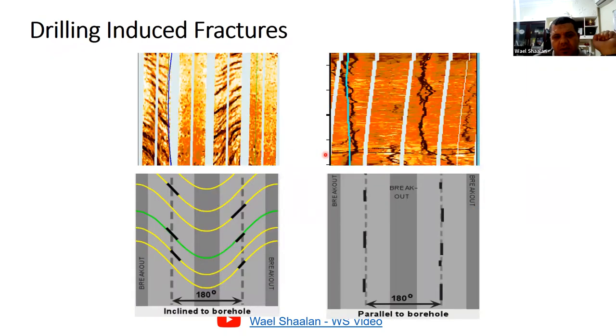Another important type of fracture is induced by drilling operation and drilling activity, which is the induced fractures. Induced fractures, as I mentioned, will have a linear shape, either inclined, or what we call a chevron pattern shape, like this one, or a linear shape. But the most important thing is that they are 180 degrees apart. So we have a line here and a line here. And if these fractures happen along this line, they will also happen along this line, which is 180 degrees, as mentioned.